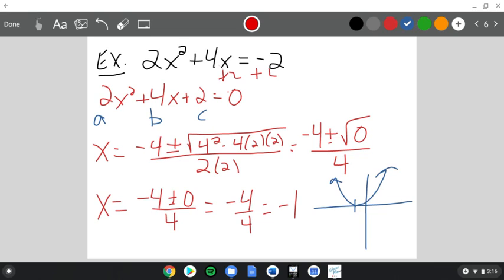So that means just the vertex is sitting on the x-axis. And I knew it was a right side up smiley parabola because my a value was positive. So one solution, if your discriminant is 0, x equals negative 1. You can always check this solution. You can take the negative 1, plug it back in for all the x's, make sure it comes out to be 0.